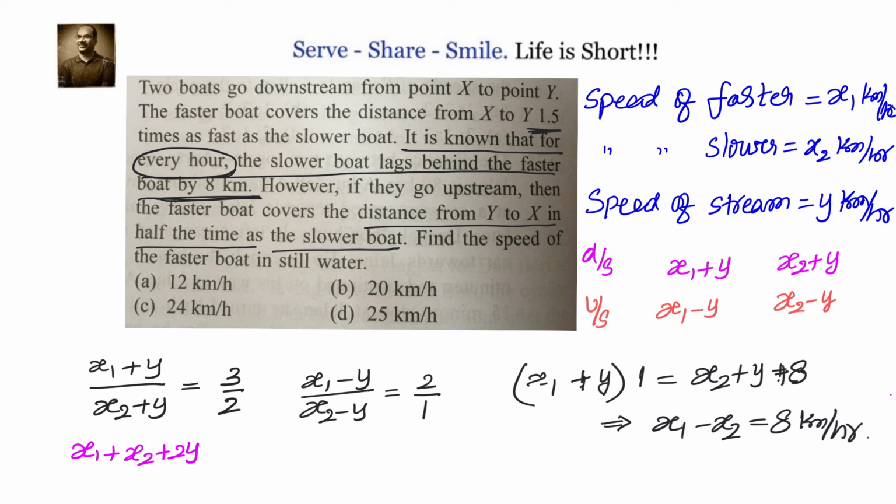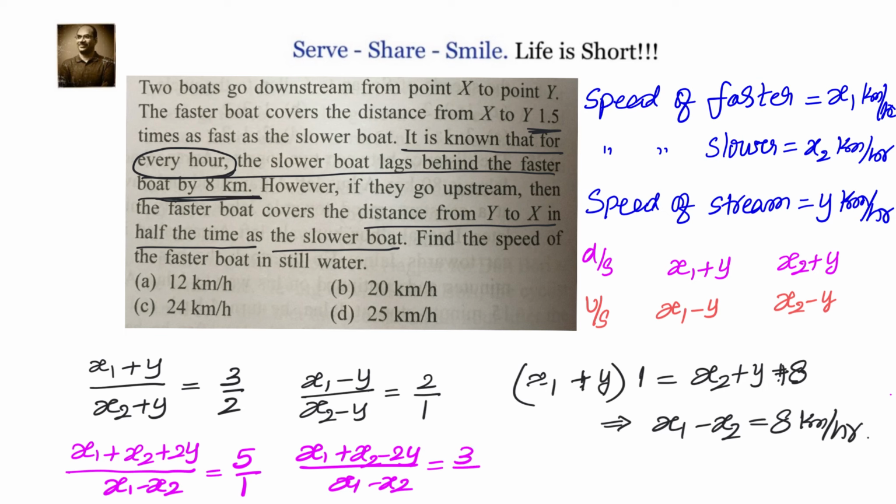Let's apply componendo dividendo on the first condition. We will get x1 plus x2 plus 2y divided by x1 minus x2 equals 3 plus 2 by 3 minus 2, that is 5 by 1. Similarly, for the second condition we get x1 plus x2 minus 2y divided by x1 minus x2 equals 2 plus 1 by 2 minus 1, that is 3 by 1.